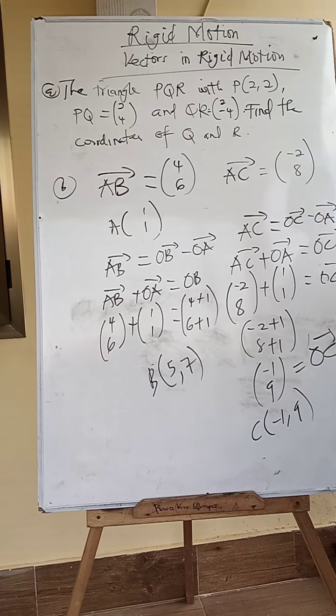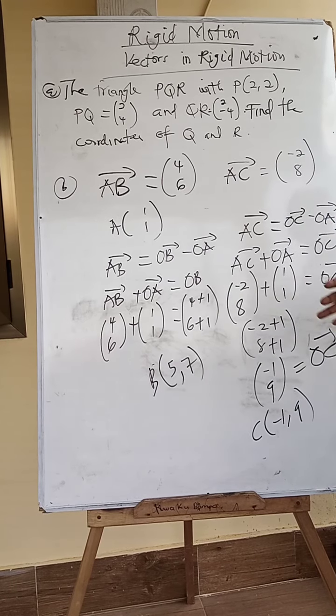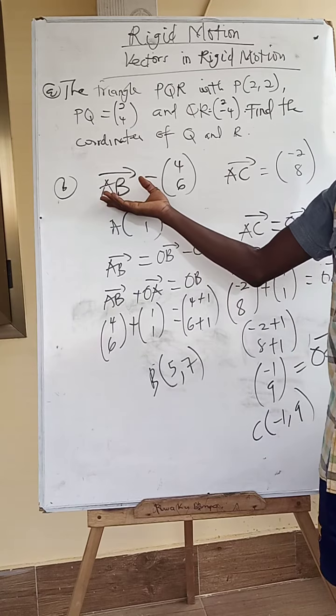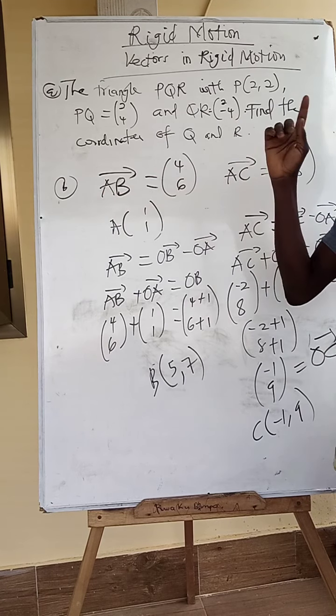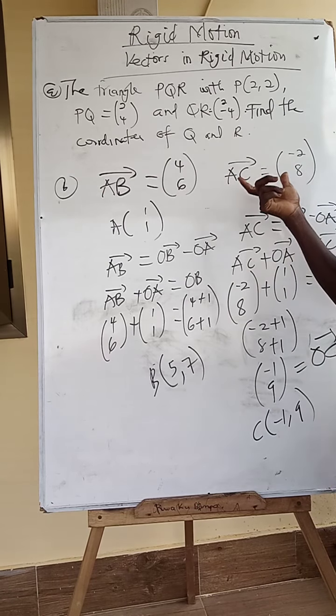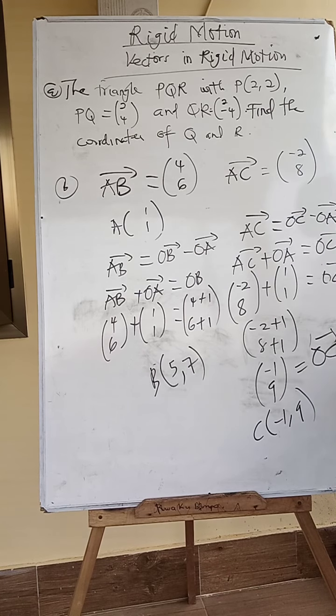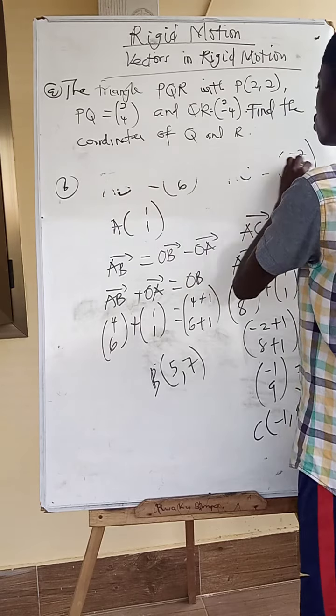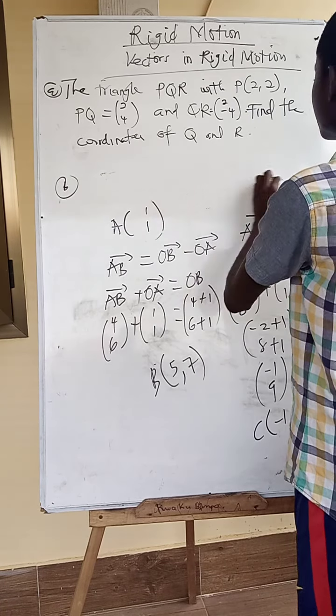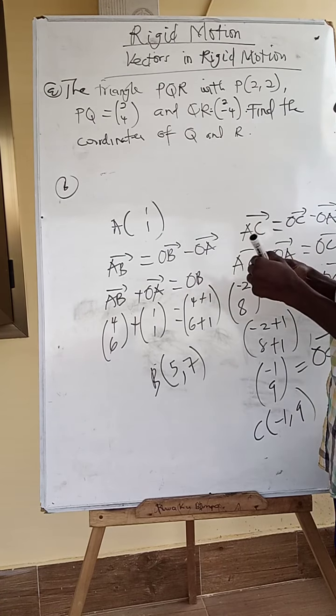So that is all about rigid motion. They just give you the vector AB, then they'll give you one of the points. So use that point to find the other. So now that you know your A, B, and C, this is also an example.